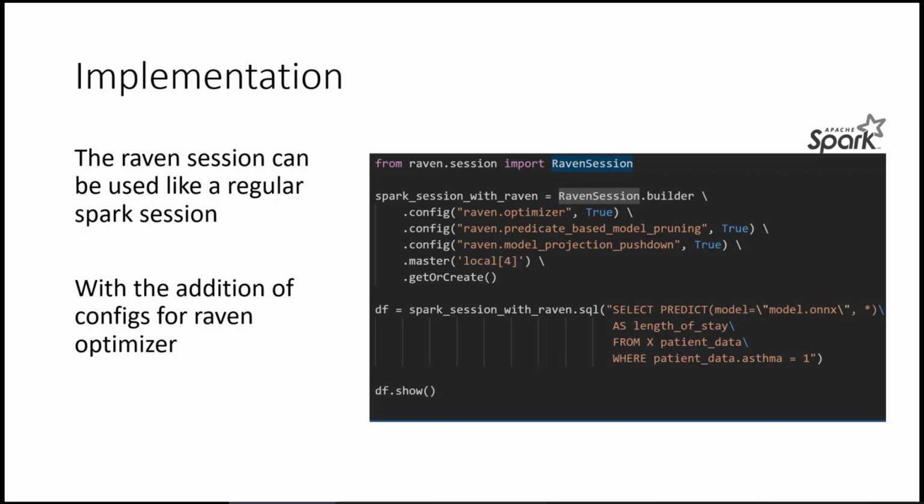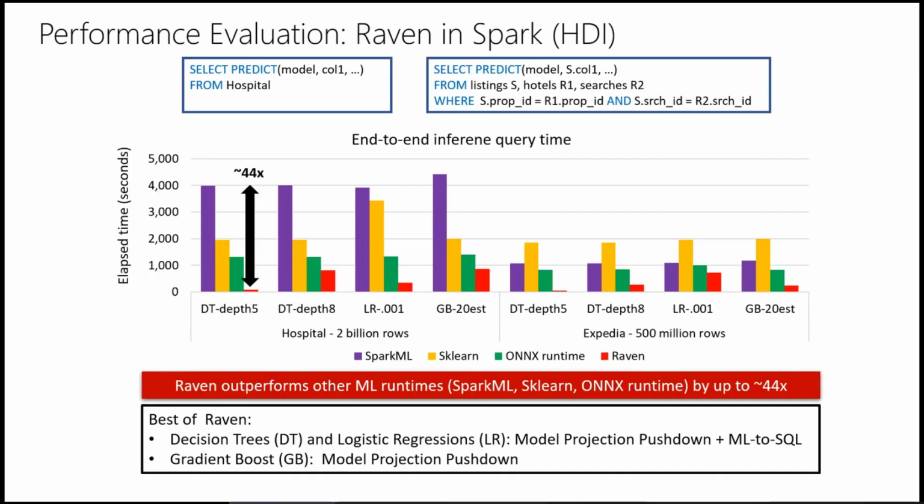And if you don't want to use Raven's optimizations, we also have a config where I can say Raven.optimizer, set it to false. I need to turn off all the Raven optimizations. So I'll go to experiments and results.